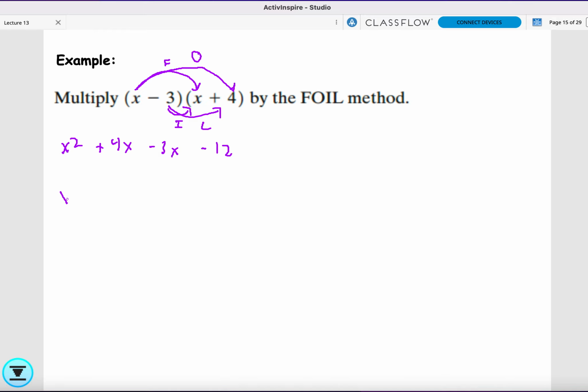So combine your like terms. So then we get x squared plus x minus 12. And we're done with FOIL.